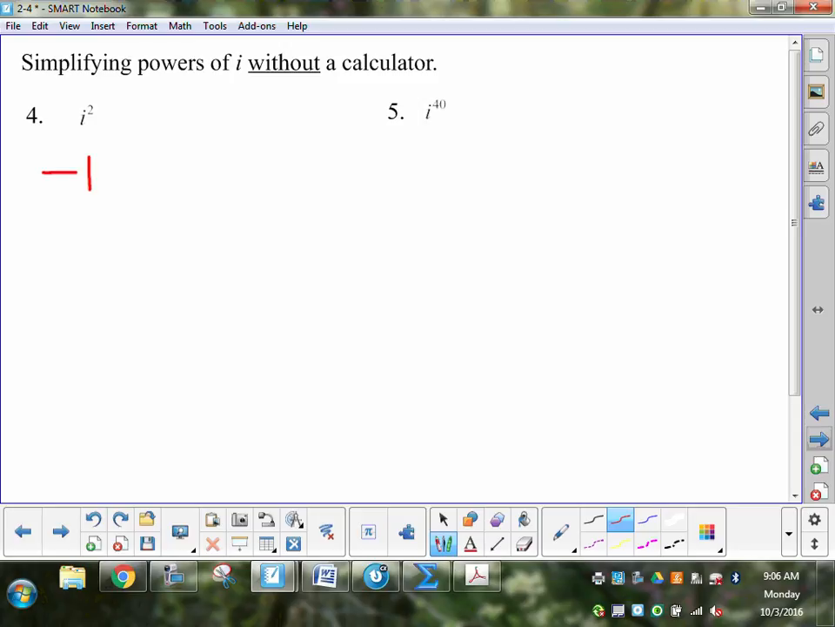Think about the wheel. You start off, you've got i to the 0, i to the first, i squared, and i to the third. i to the 40th, what multiple of 4 is near 40? So let's say you use 36. That means i to the 36 falls up top, right? So this would be 37, 38, 39, 40. What's i to the 0 power going to equal?